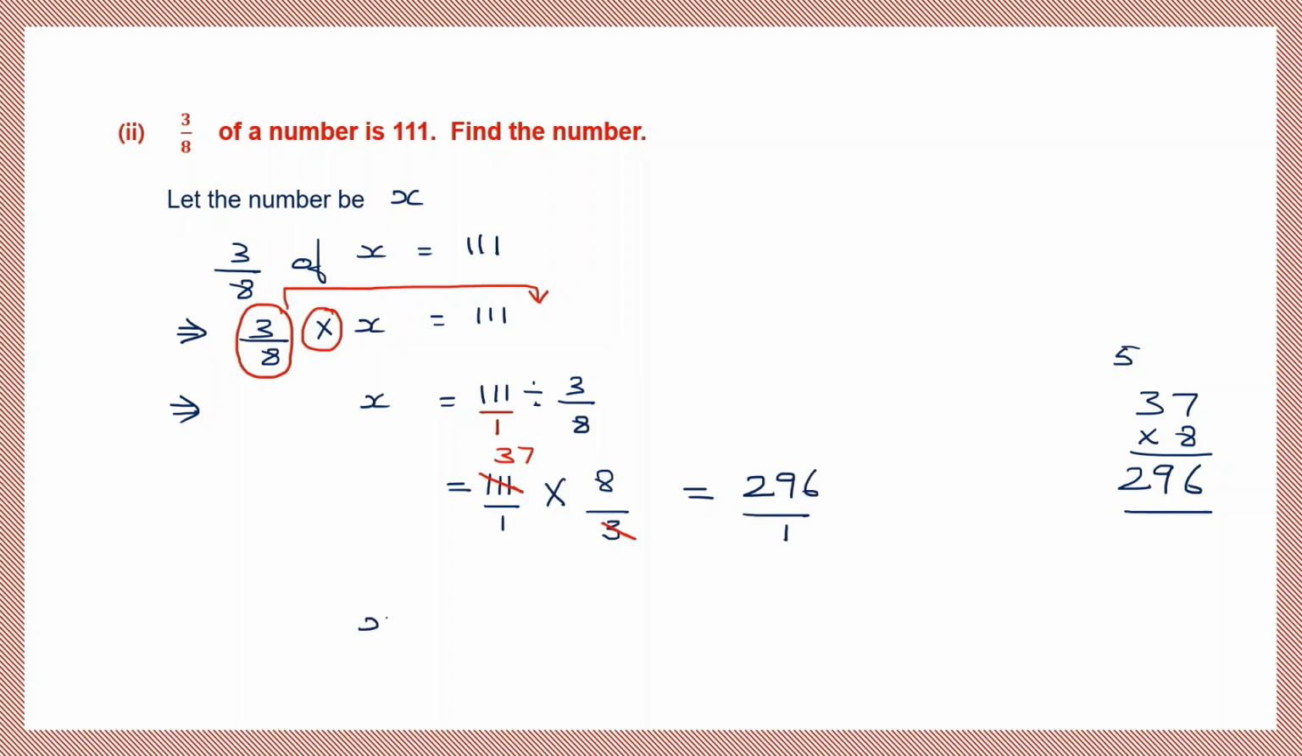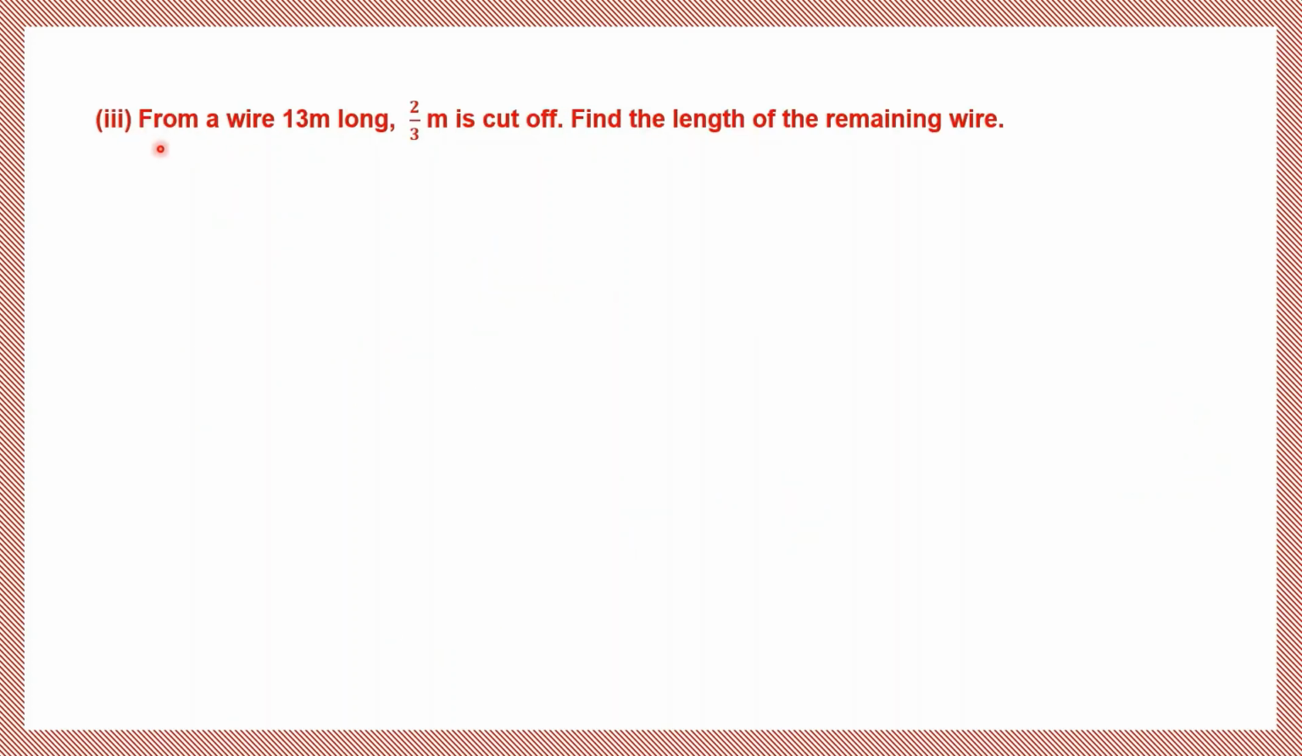That means x is equal to 296. In 3. From a wire 13 meters long, 2 by 3 meter is cut off. Find the length of the remaining wire.